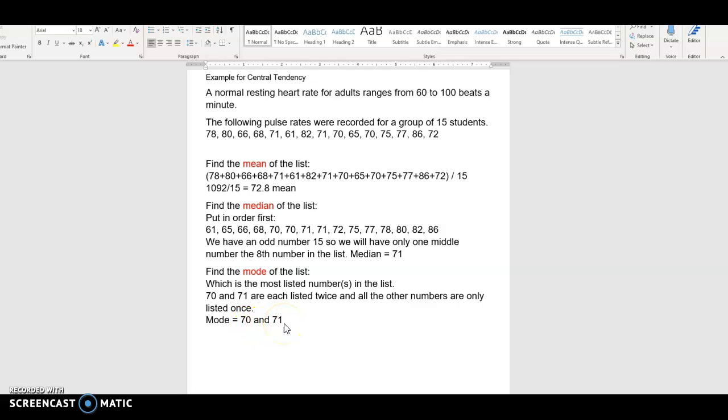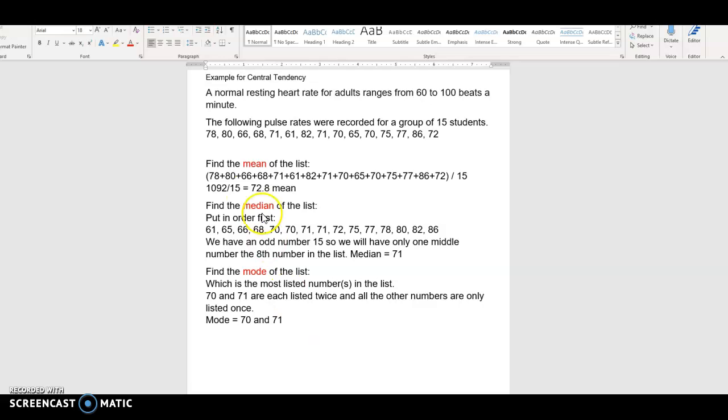In some examples, you may have no mode, where every number is only listed once or listed the same number of times. You can have only one mode, where one number is listed more than any of the other ones, or you can have multiple modes, where they're all listed the same, except there are some numbers listed less than that.